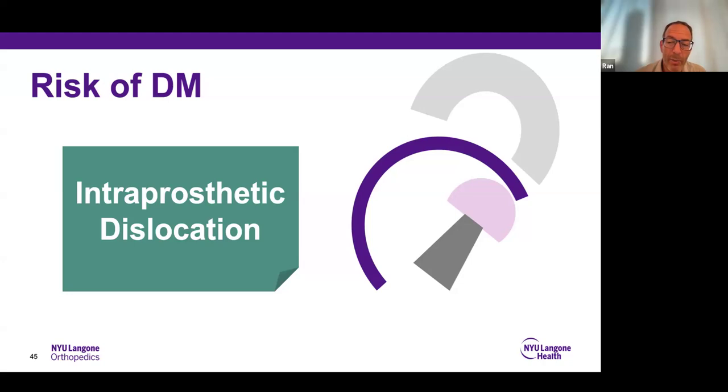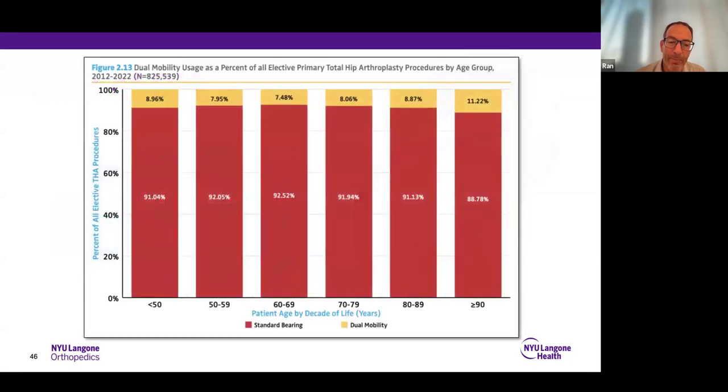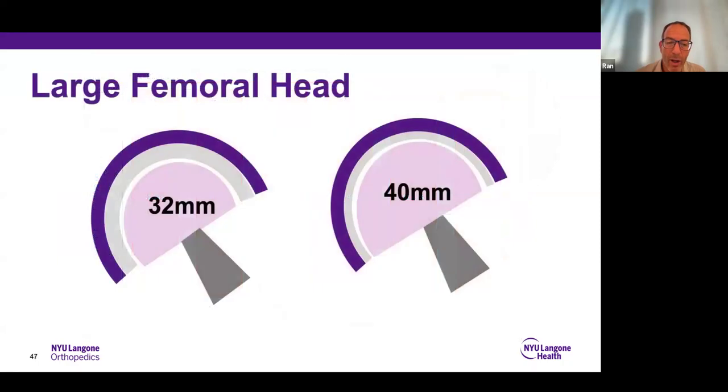It's like a beer bottle. It gets caught on the edge of the cup, and that outer plastic that you can see here in the top right gets popped out from the inner head that's inside. So dual mobility usage has been increased in the United States, especially in revision cases, a lot.